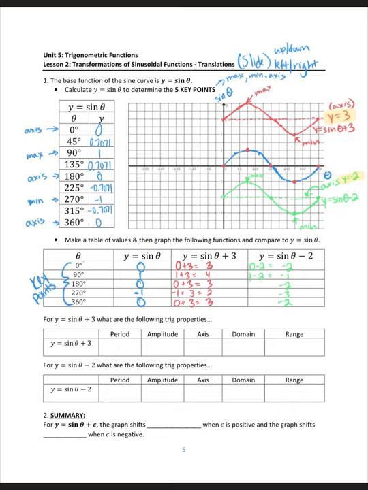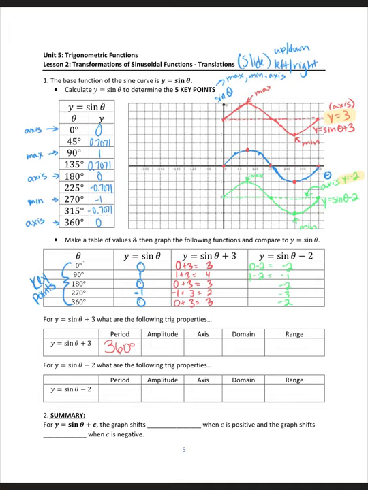So let's take a look at some of the properties of each of these functions now that they're transformed. So y equals the sine of theta plus 3. What's the period? So remember, the period is the length of time it takes for one cycle. So it looks like it's still 360 degrees before we get back to repeating the pattern of that function. So our period is 360 degrees. Our amplitude is that distance from the axis up to the maximum or down to the minimum.